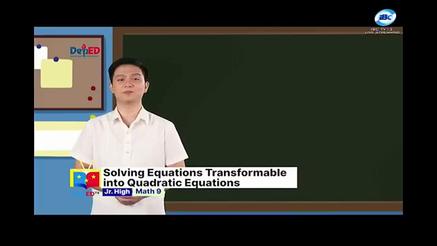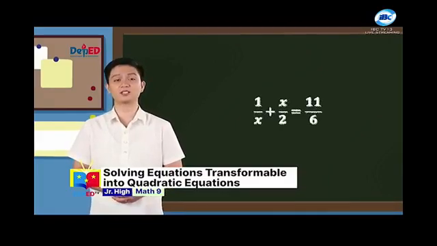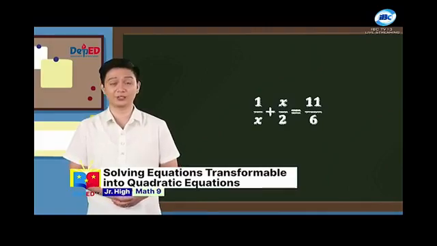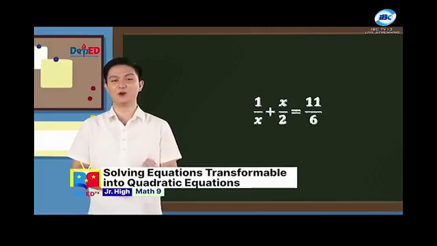Equation number 3. 1 over x plus x over 2 equals 11 over 6. For 45 seconds, go!